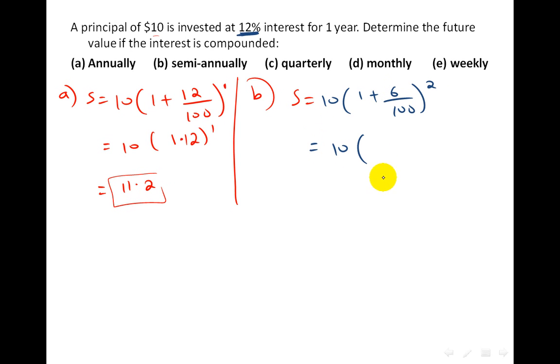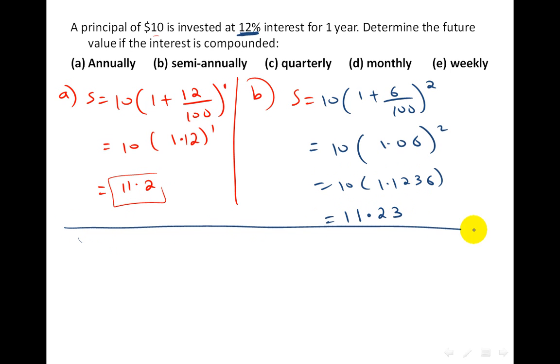So let me find here the squares. It will be like, if you multiply it by 10, I'll take the first 2 digits, which is 11.23. Okay, good. Let's see now quarterly, third one.